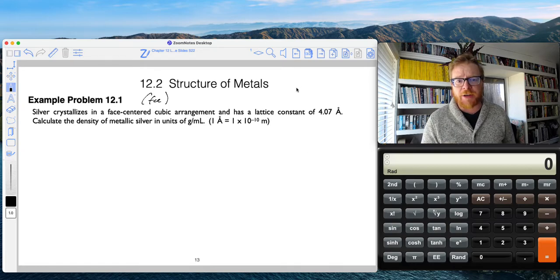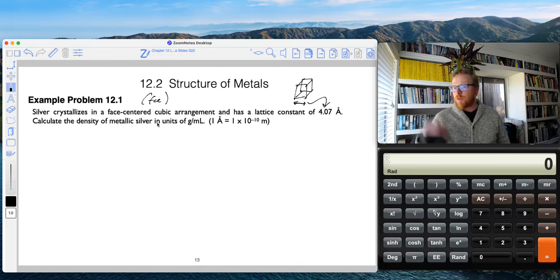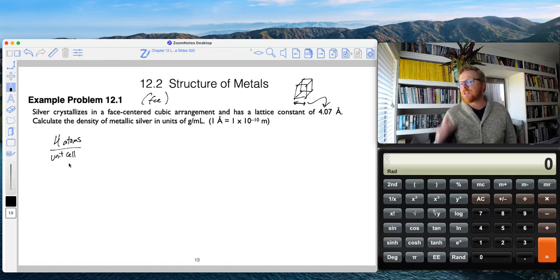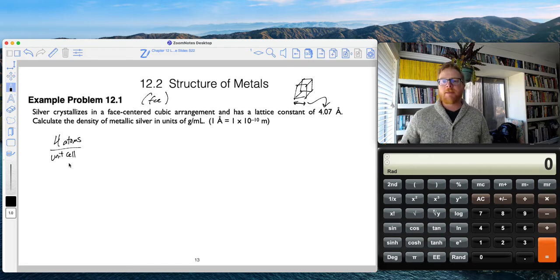Just as a reminder, we remember FCC. Let's think about what's going on. This lattice constant of 4.07 angstrom, that's the length of our cube. And what we also need to remember from FCC is that it's 4 atoms per unit cell. That's something I want you to know. SC is 1 atom per unit cell, BCC is 2 atoms per unit cell, and FCC is 4 atoms per unit cell.